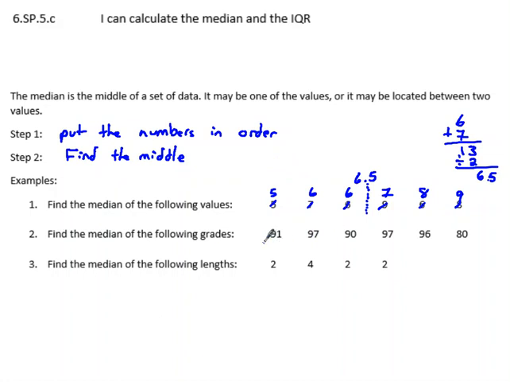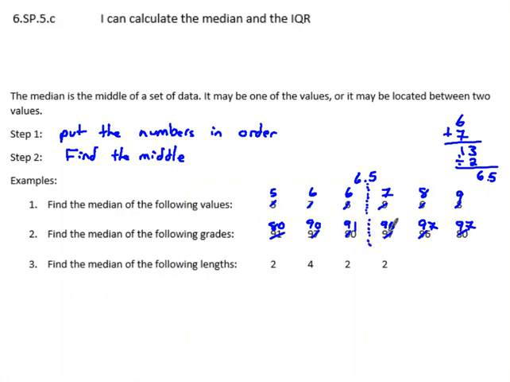On our next one, let's put these in order. So I've got an 80, and then a 90, 91, 96, 97, and a 97. So that is 6 numbers again. So I want the spot right in the middle here.